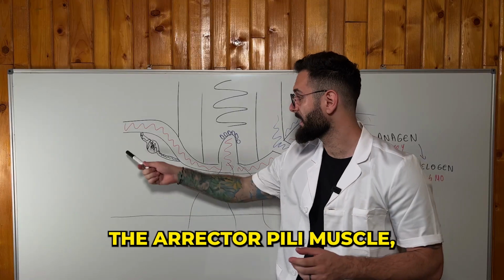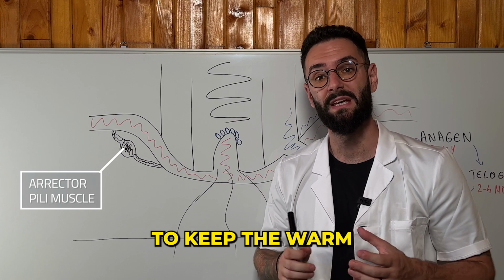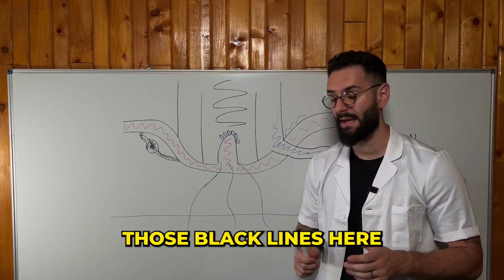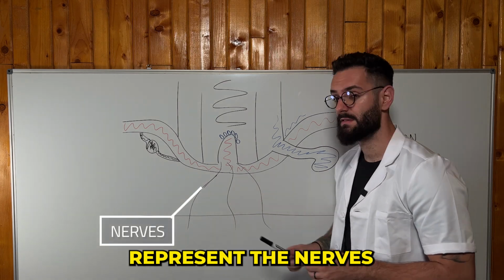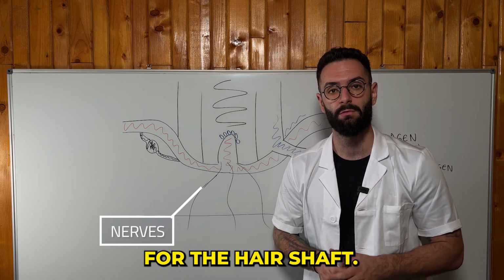Here you have the erector pili muscle, whose role is to erect your hair shafts in order to keep the warmth at the skin level to protect you from the outside environment. Those black lines here represent the nerves that are attached to the hair follicle that send stimulus to produce more and more keratin for the hair shaft.